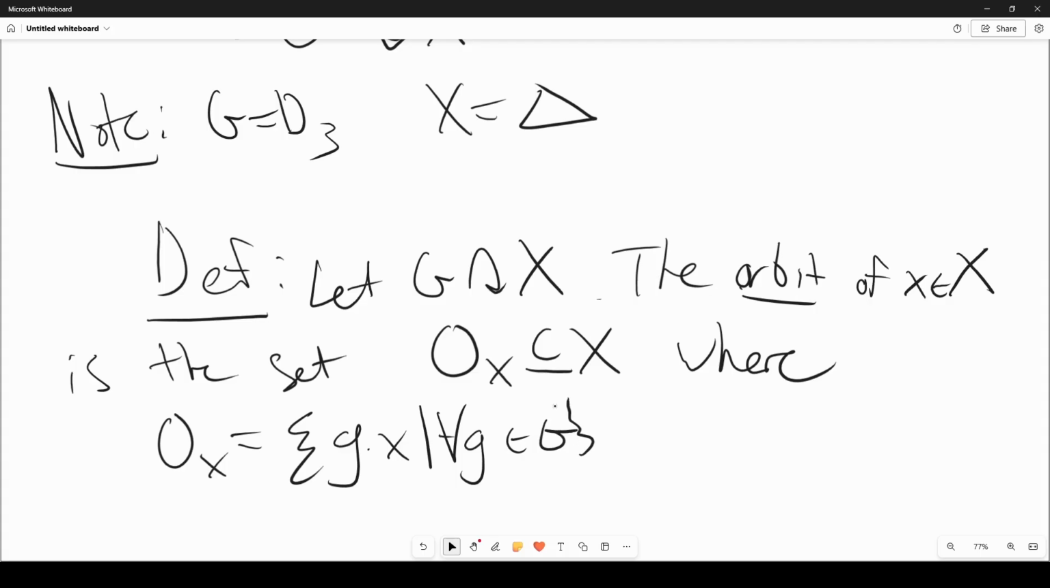So what this is saying is take an element X in your set and then basically have every element in the group act on that set element and see where it goes. So if I'm looking at D3, I might look at one of the vertices and see where all the rotations and flips send it, and that's my orbit. It's kind of why it's called an orbit. It's like all the places that X can go because of G.